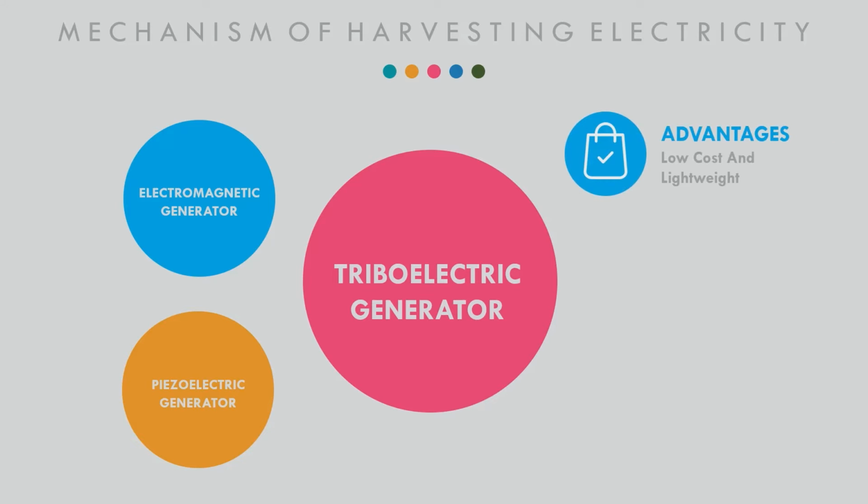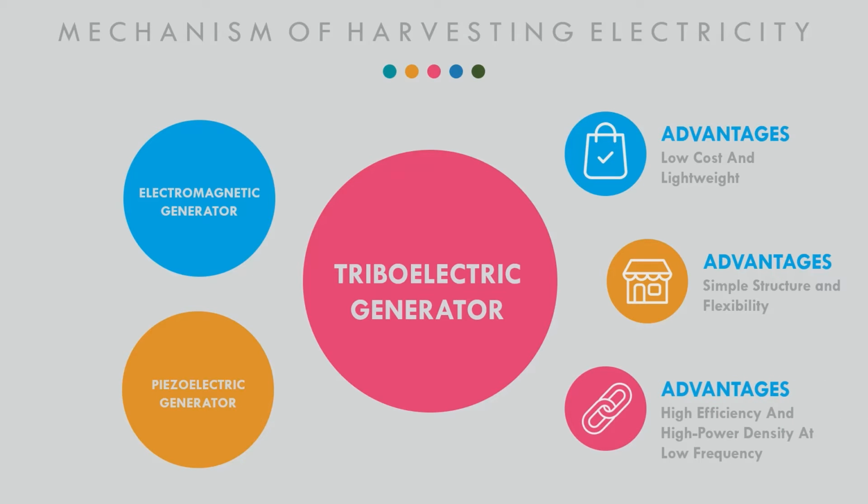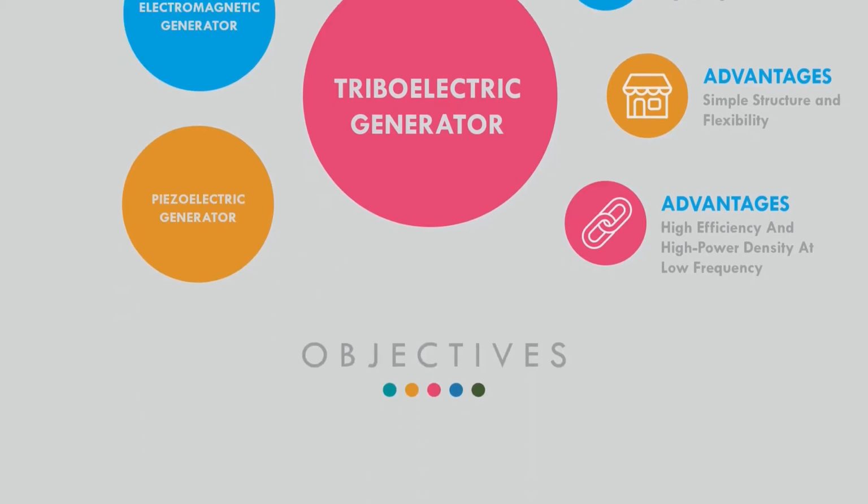The advantages of these mechanisms are low cost, light weight, simple structures and flexibility, and high efficiency and high power density at low frequency. For this research, we use the triboelectric generator as our primary research mechanism. The research aims to make a critical review of the triboelectric generator based on the objectives below.